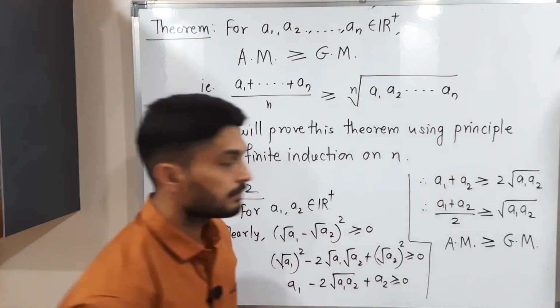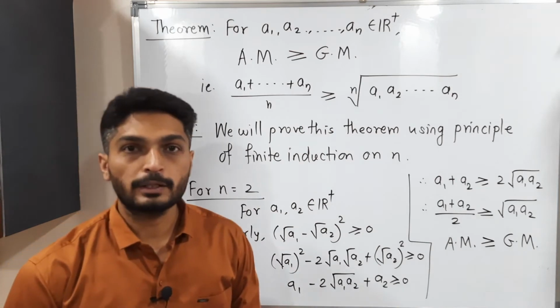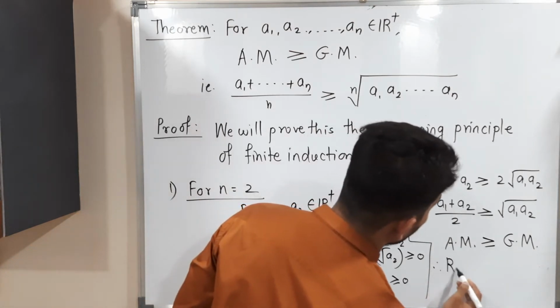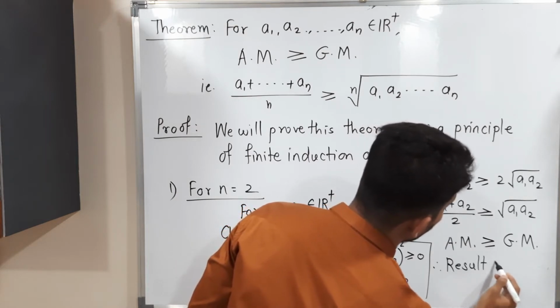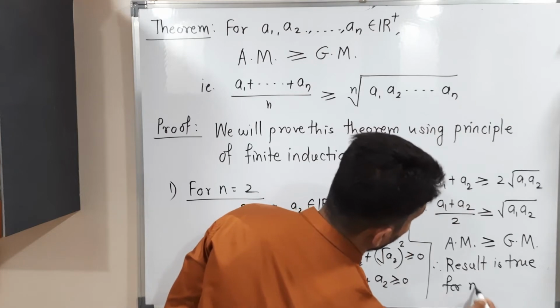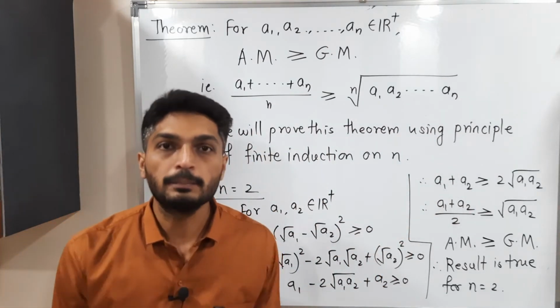Okay, so in this way we proved that the arithmetic mean is greater than or equal to the geometric mean, but for two real numbers. So therefore I will declare the result is true for n is equal to 2. Okay, so the first step we have completed here.